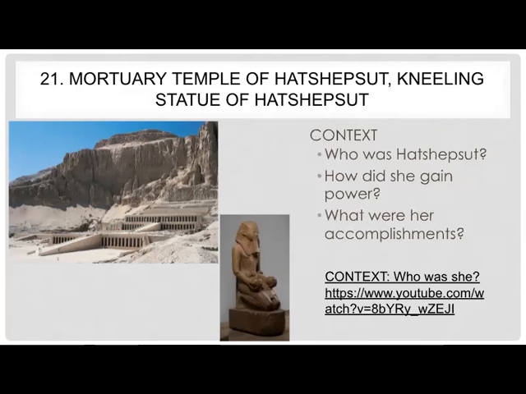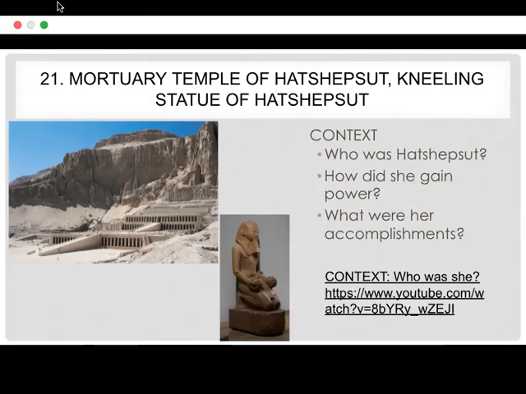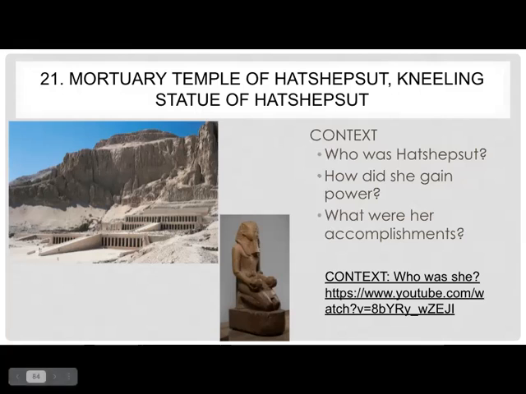So we're going to watch a TED production on Hatshepsut. I'm going to go ahead and pause the Zoom again because of copyright.